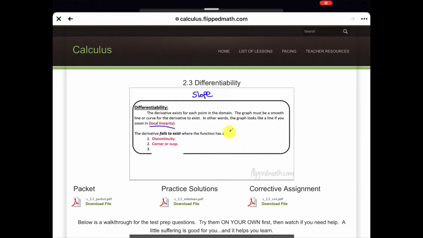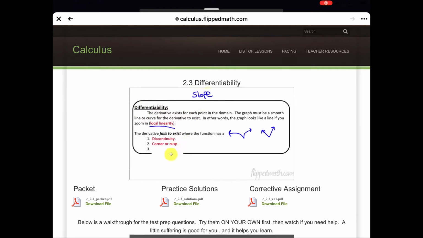So a lot of times you'll have a graph that does something like this and then takes off. If you have some type of sharp corner right there, or an absolute value graph, that's one you're probably a little more familiar with. If you zoomed in on a corner, it's always going to be a corner. We could zoom in, zoom in, zoom in, and it's still going to be a corner. You'll never get a straight line. So if you can't have local linearity, there is no derivative. It's not differentiable. So corners and cusps.